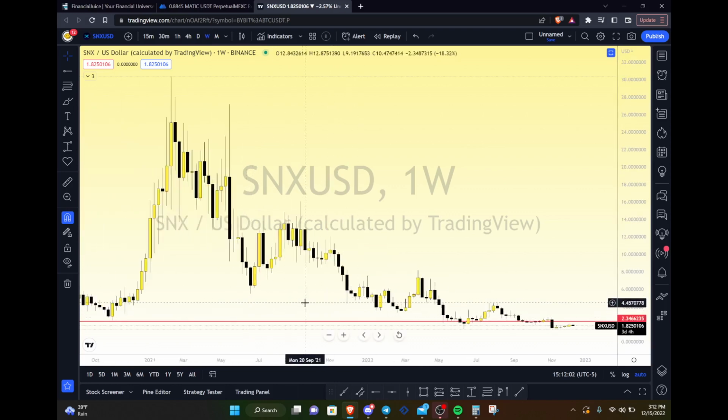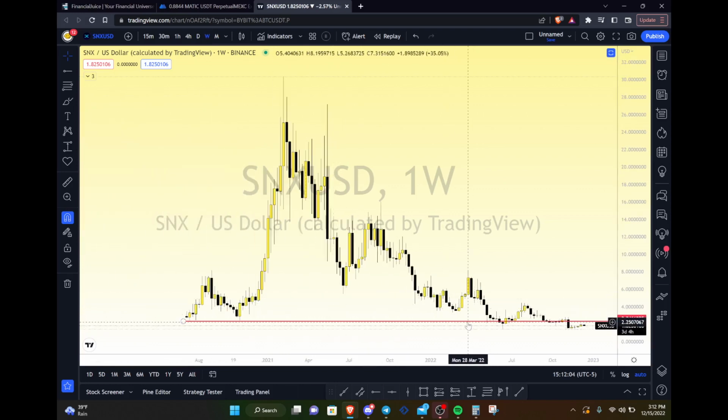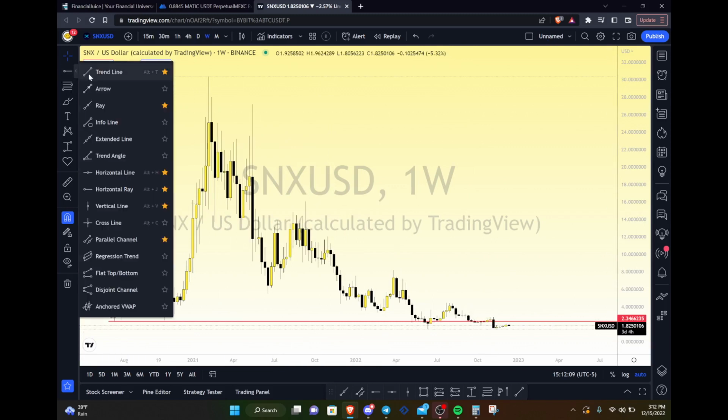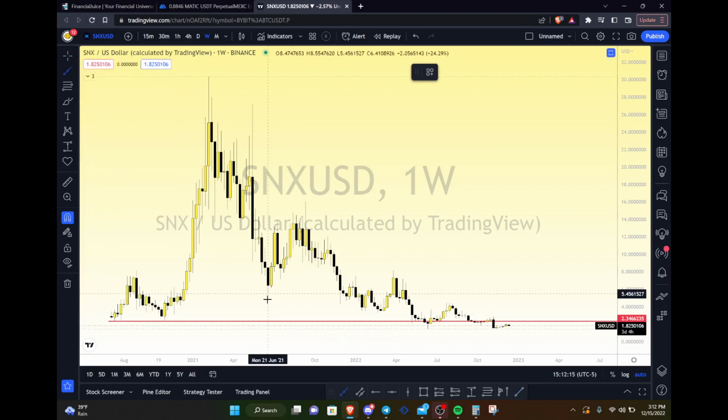So here's the descending trend line I was talking about. It's a little bit clearer on the weekly, and I think I can draw it a bit better. So let's take this ray here. Here's a ray, and let's start it from this low wick right here at $5.45. Pull it forward, and we're not going to connect this low wick here.